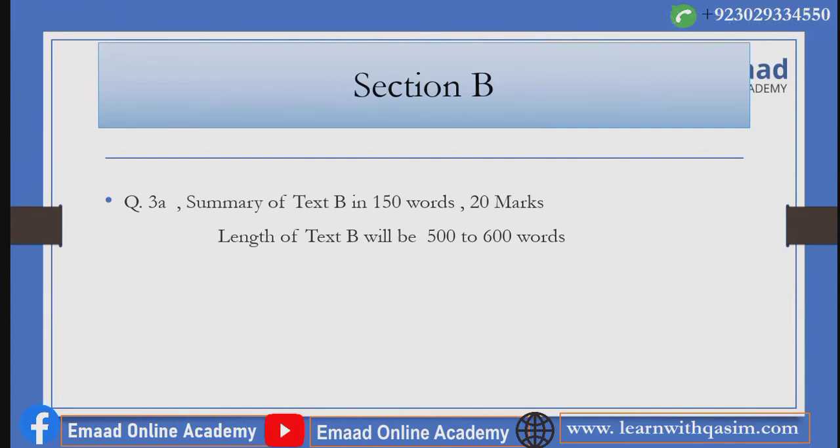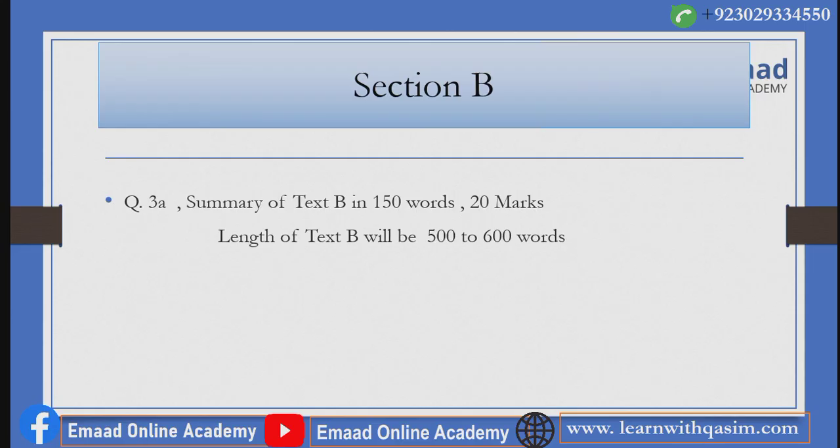Let's talk about section B of our reading paper, that is Paper 1, total 50 marks. Now in section B, how many marks are there? In total there are 25 marks, but this is question number 3 and it's divided into two sections, 3A and 3B.